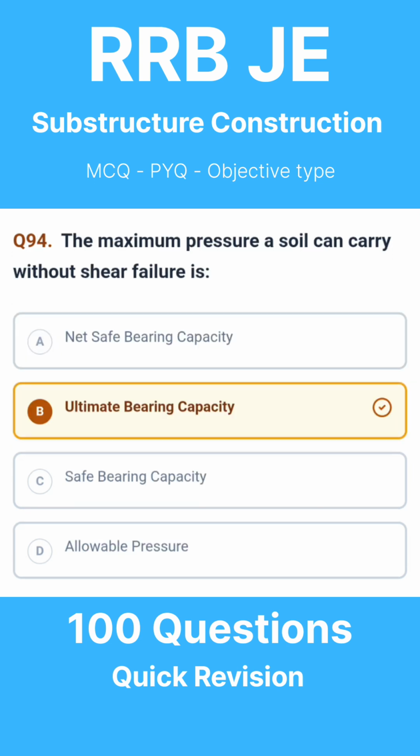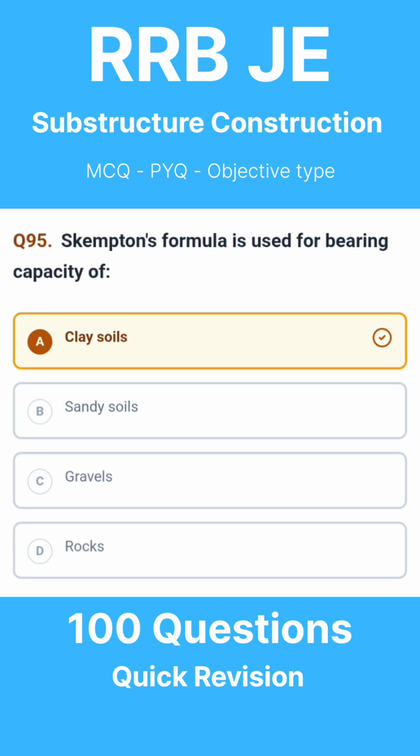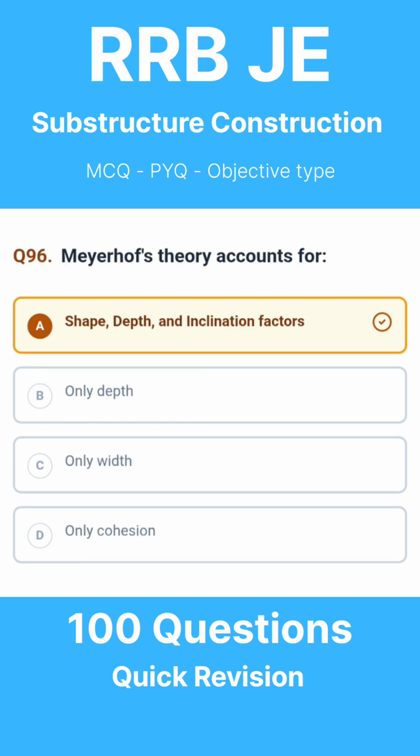Question 94. The maximum pressure a soil can carry without shear failure is. The correct answer is ultimate bearing capacity. Question 95. Skempton's formula is used for bearing capacity of. The correct answer is clay soils. Question 96. Meyerhof's theory accounts for. The correct answer is shape, depth, and inclination factors.